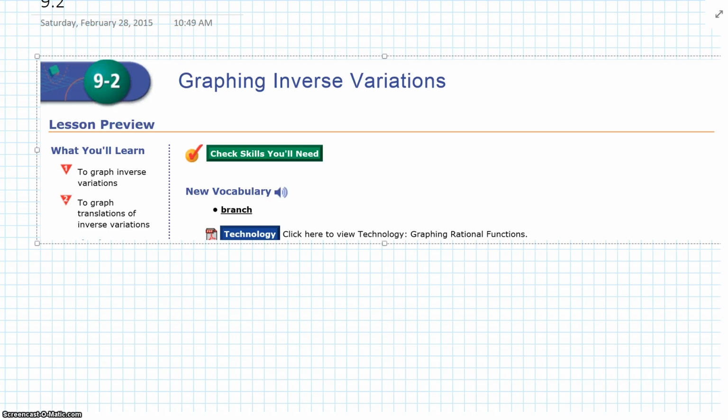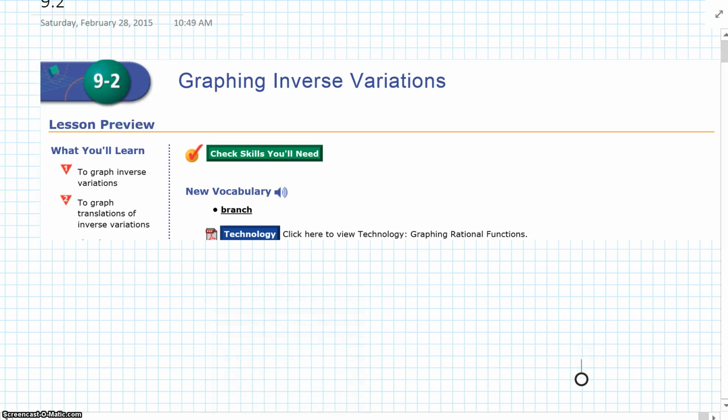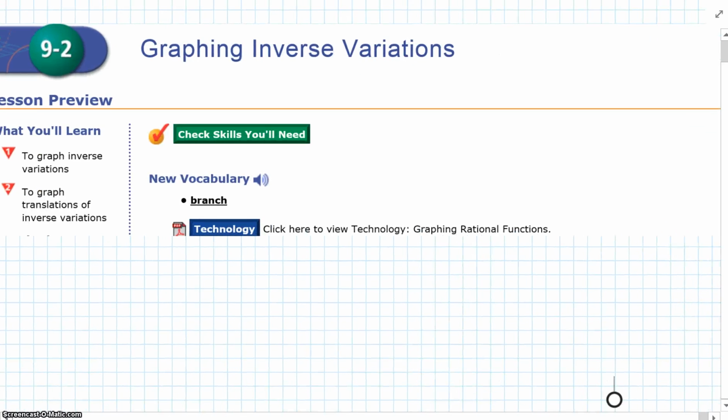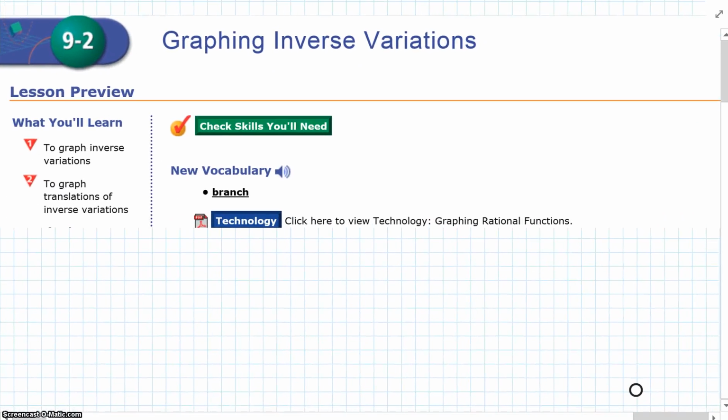Algebra 2, Chapter 9, Section 2. Graphing inverse variations. Okay, what are we going to do in this section? We're going to learn to graph inverse variations and the translations of that. In this section, we're going to learn about branches.